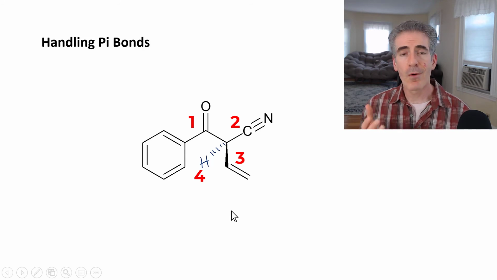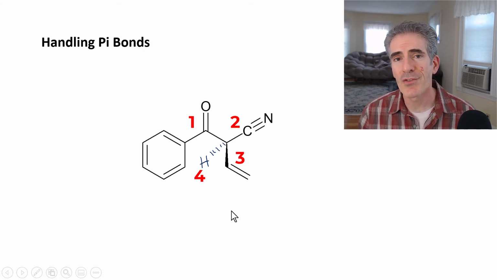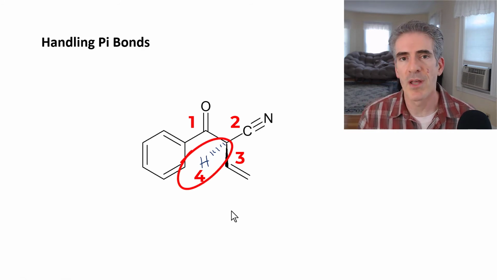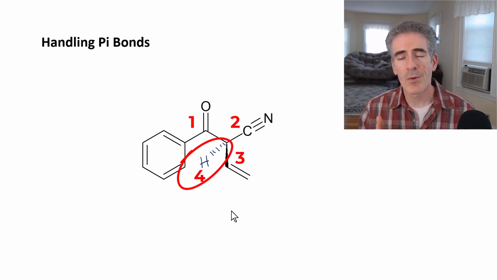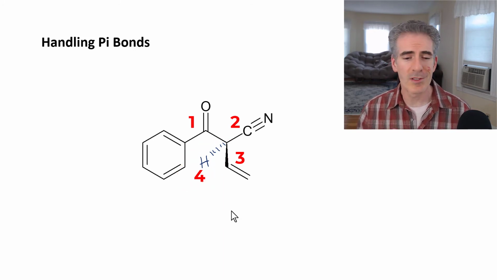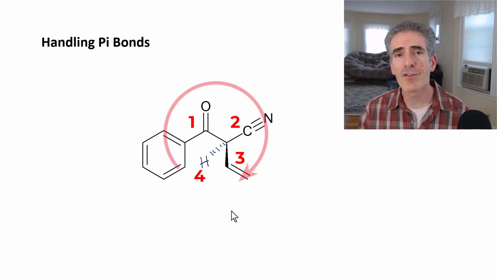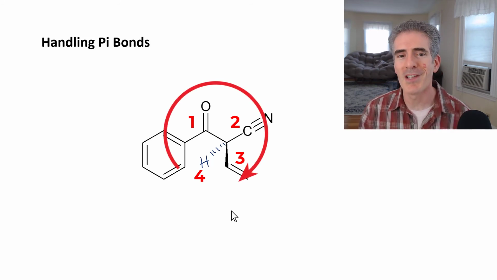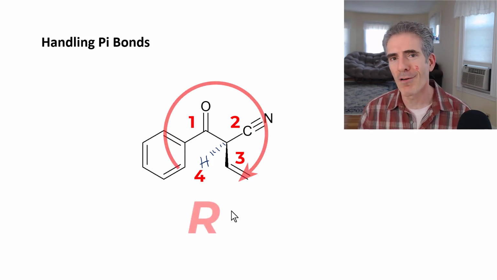So we have our 1, 2, 3, and 4 all set up on the structure. Lowest priority group is on the dash. Great. So what do we have here? R or S? Well, we check the traveling direction. 1, 2, 3 is going to the right, going clockwise. So it's going to be letter R.